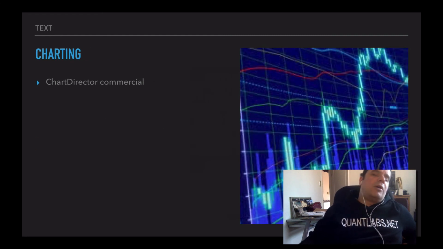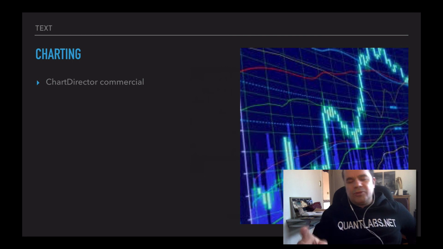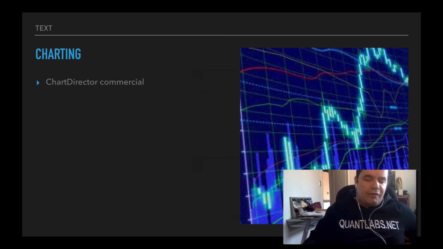So another big one obviously is charting. The one that I was talking about is a commercial product called Chart Director, fairly affordable, and it can be used pretty well in all programming languages as well, and all operating systems. There's virtually no limit, and it's really affordable.